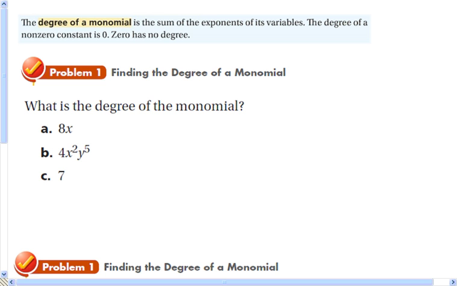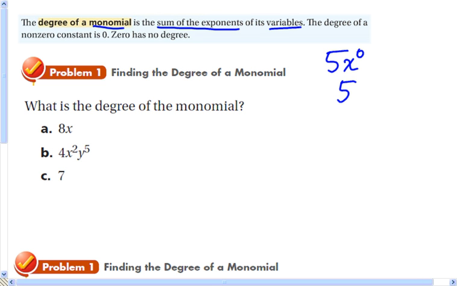Let's start with learning how to tell what the degree of a monomial is. And we have a little definition up here. The degree of a monomial is the sum of the exponents of its variables. So we have to add up the exponents. And the degree of a non-zero constant is 0. So anything that's just a number, that degree is 0. And that makes sense because, let's look at the number 5. We could also write that as 5x to the 0, which is the same as 5 because any number to the 0 power is 1. So it's considered degree 0 when it's just a constant.